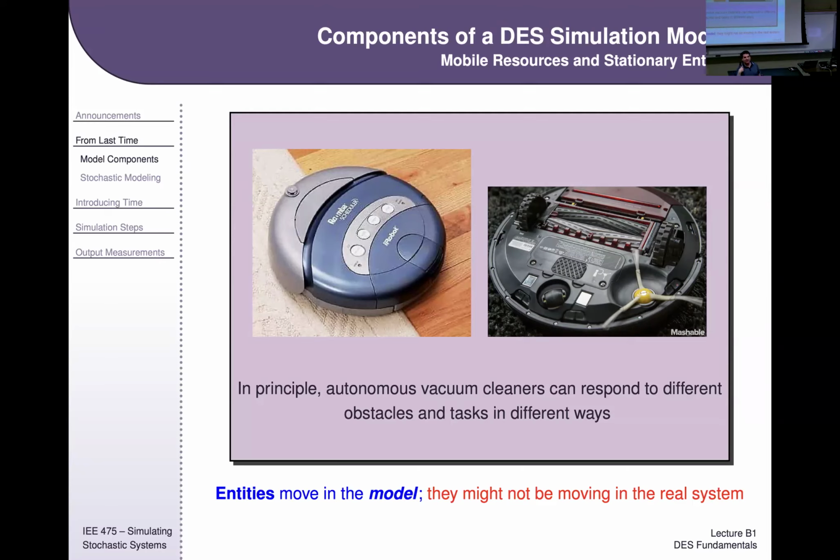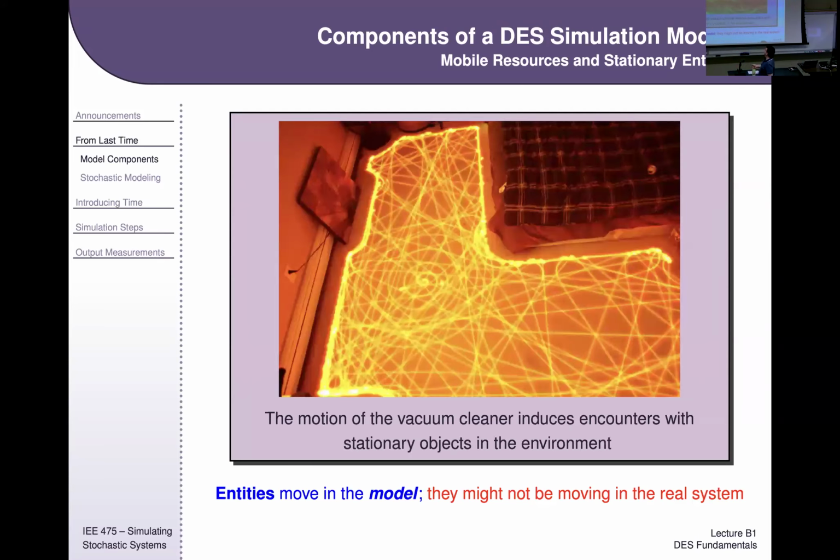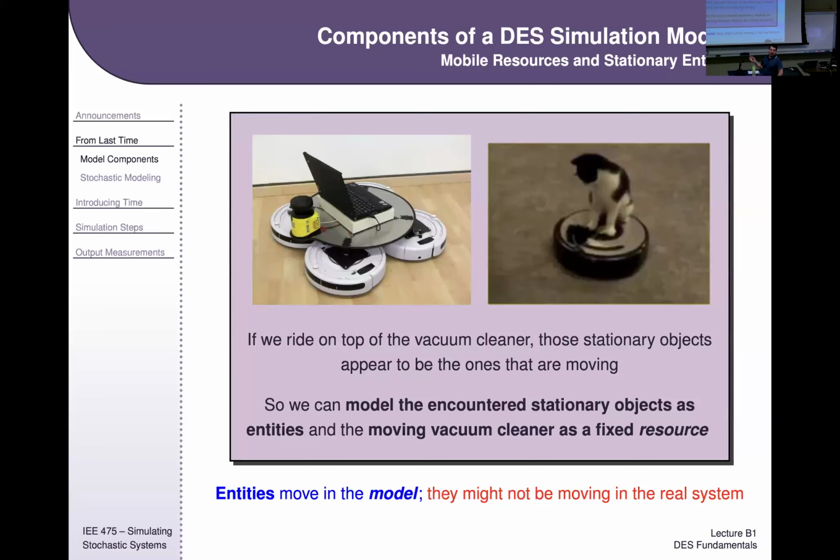Now, you might be trying to think of a way to model this as an entity because it's moving, but instead we can think about, well, as it's moving around, what if we sat on top of the robot vacuum cleaner and experienced the world from that reference frame? As far as the robot's concerned, if it didn't know about its motors, the robot would think that the world is moving to it, that the dirt is moving to it. And at that point, the dirt becomes the entity and the robot becomes the resource. And that is a much easier way for us to model these types of systems where the resource gets to move around, but it's the finite resource.